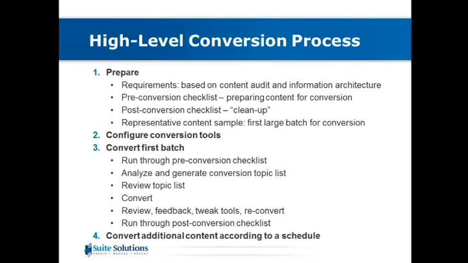After you've configured those conversion tools, you take that representative sample, which may be one manual or a set of manuals, and convert the first batch. You run through that pre-conversion checklist, analyze, and generate what's called a conversion topic list, which we'll talk about. You review that topic list, and then actually run the conversion. Once you get the XML content back, you do a review, tweak the tools, and reconvert. Once you've gone through this process once, generally you should be set to convert the additional content according to some kind of schedule, with maybe some tweaking in the middle, depending on what kind of content is coming.